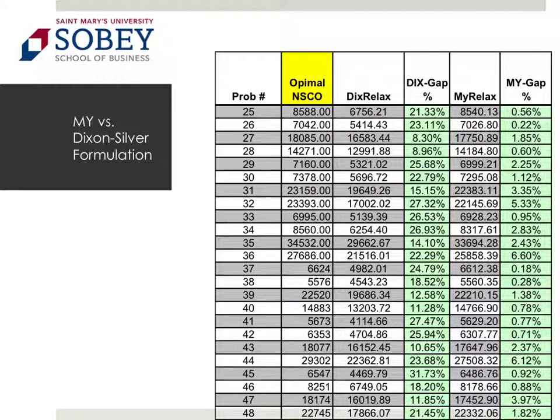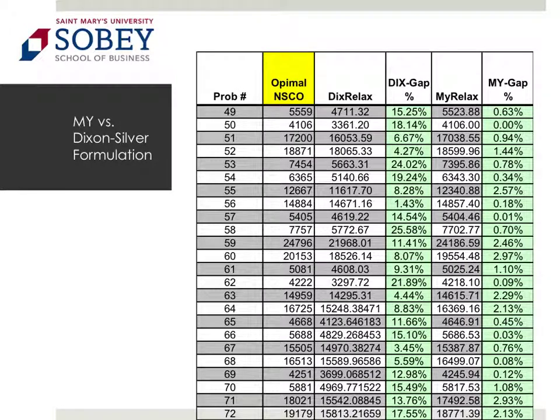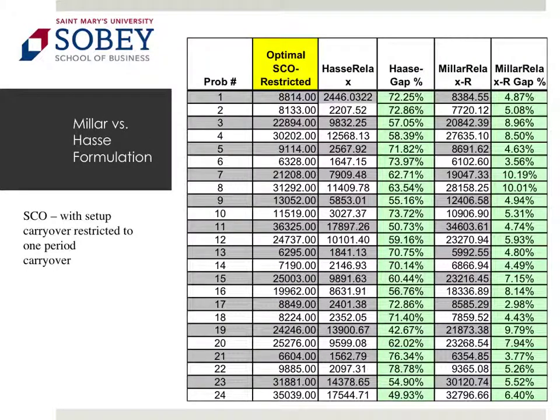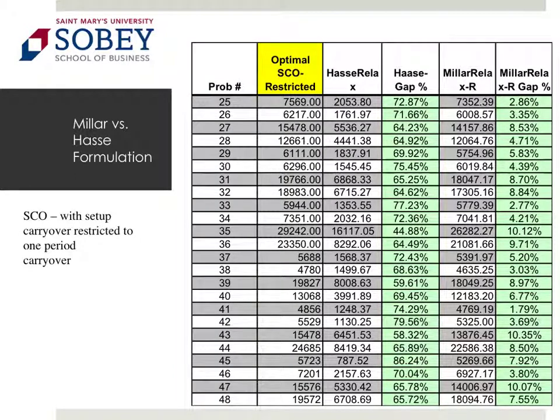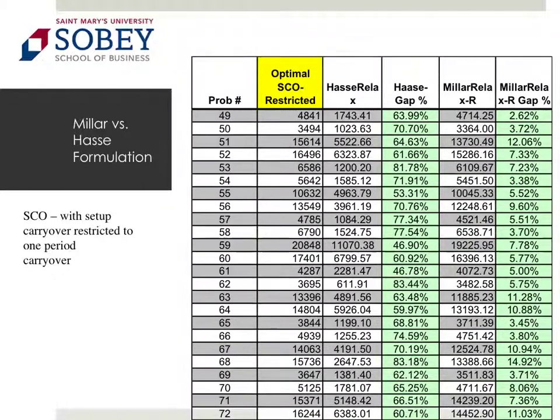Because I already showed you SOX and GAO, here is an example with HAS. So HAS basically restricts the setup carryover to just one period. And if you look at the values, look at that, 72.25%. It's really, really high. And then if you look at all of these here, of course, a lot lower, all right? So that's a case of HAS, which restricts the setup carryover to just one period.